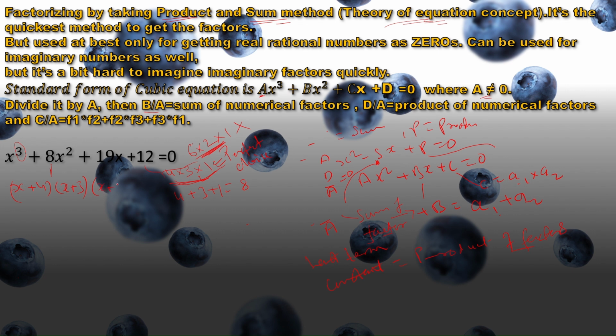So we can write it like this: x plus 4, x plus 3, and x plus 1 is equal to 0. This whole cubic equation is broken down into three different factors. And to get the roots, we all know, make each one 0 individually. So the roots are: x plus 4 is equal to 0, x is equal to minus 4. Similarly, this will give minus 3 and this will give minus 1. So these are the three roots.